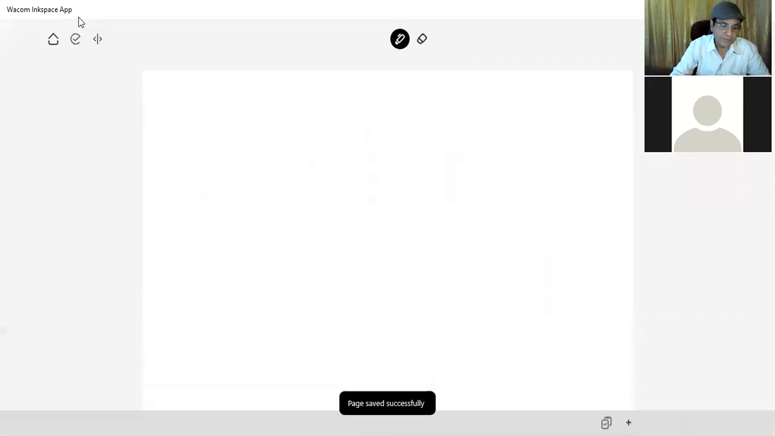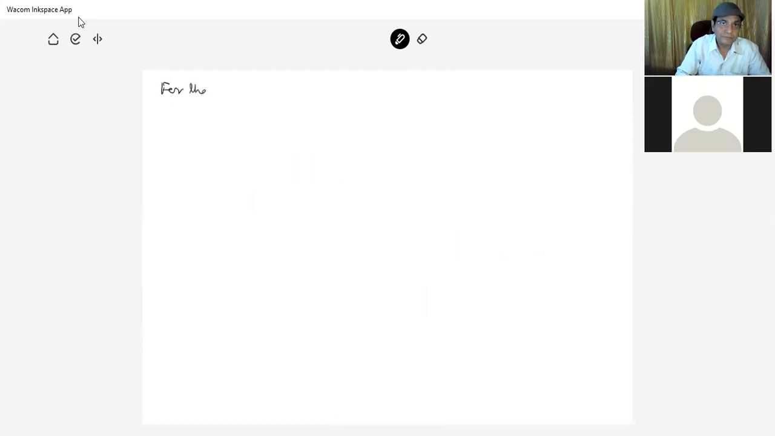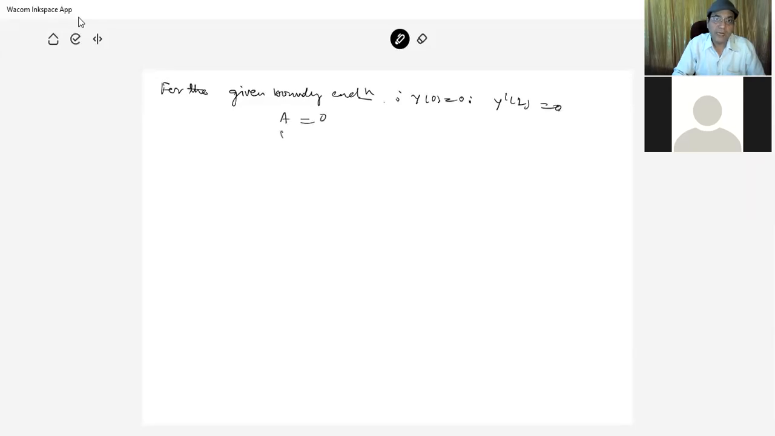So we take this one for the given boundary conditions, that is y0 is equal to 0 and y dash 1 is equal to 0. So a is equal to 0 and b is equal to 1. This is 0 and this is 1. So 0 and 1, these are the two boundary conditions.